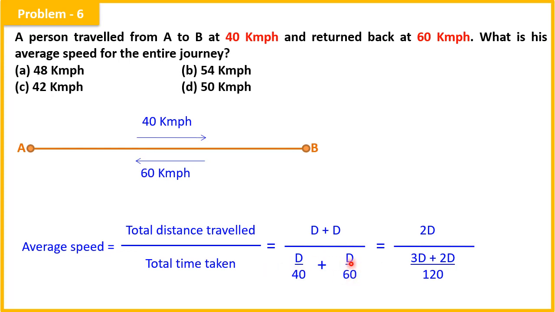So this is the addition of timing. So if we solve this particular expression by taking LCM of 40 and 60, and D will get cancelled in numerator and denominator, the average speed comes out to be 48 km per hour. Option A is a right answer. If anybody has again thought of average speed as 40 plus 60 divided by 2, which is equal to 50, that is a wrong answer. Correct answer is 48 km per hour by this formula.